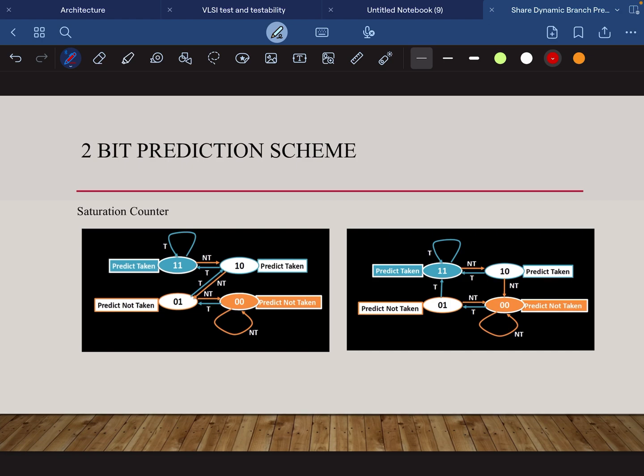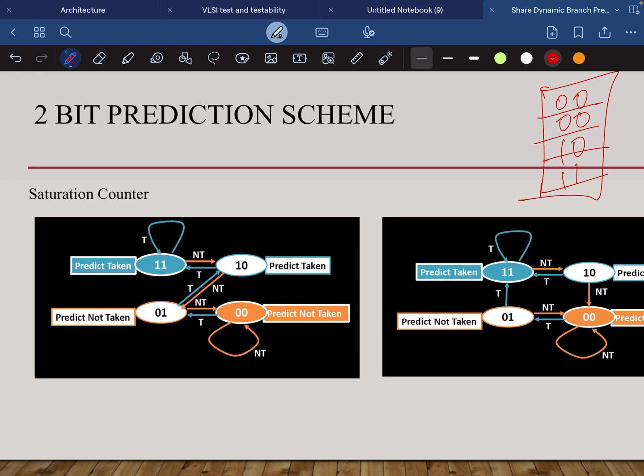Similarly, here also there is a branch history table. Unlike the 1-bit prediction scheme, in the 2-bit prediction scheme each location has 2 bits, so it can be 00, 01, 10, or 11. When the branch instruction comes, the corresponding address bits are used as an index for this branch history table, and the corresponding location has 2 bits, which determine the predicted outcome, whether it should be taken or not taken.